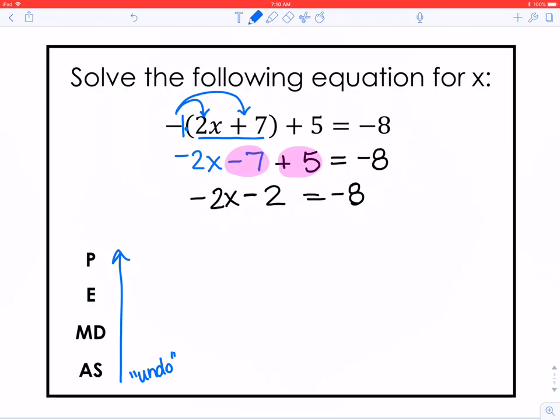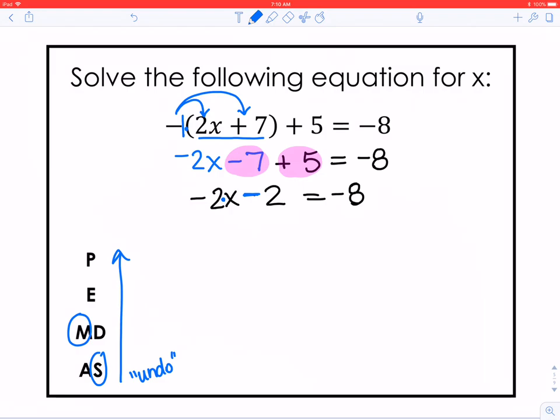So what operations are we working with? I spy subtraction here, and I spy this negative 2 is shoved right up against the x, which is multiplication. So I have subtraction and multiplication. Which will I undo first? Remember, we're working in reverse, so we'll undo that subtraction.